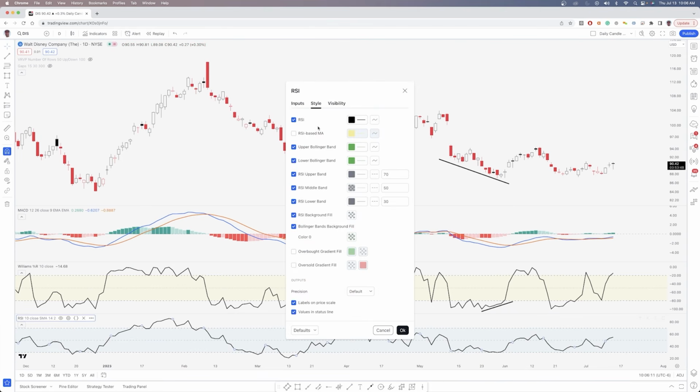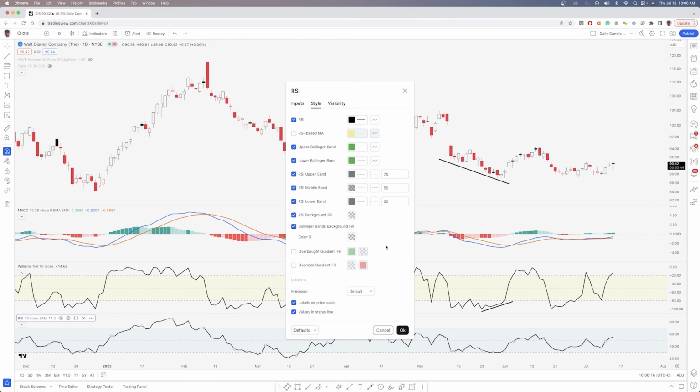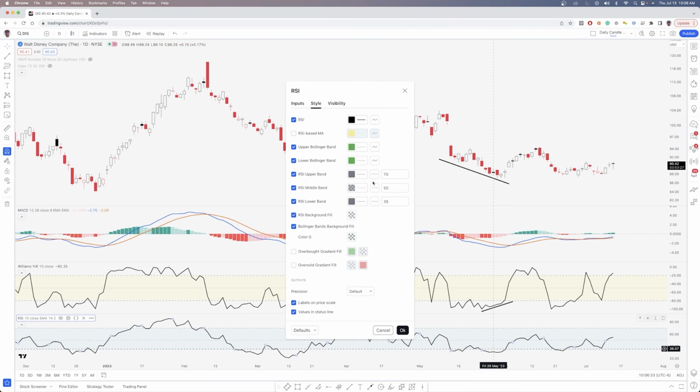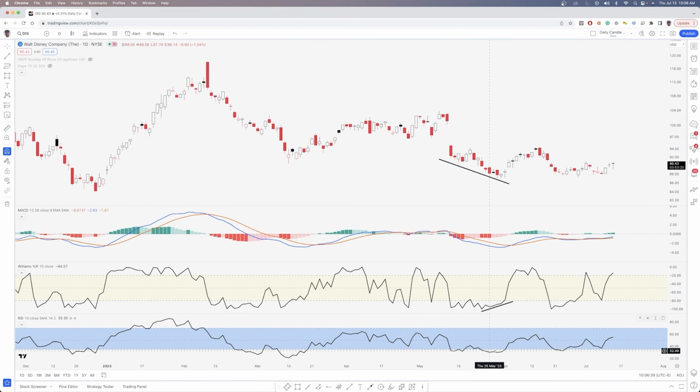Just double click on this and you can go to your inputs and you can, where is it? Oh, here. The RSI upper band, RSI lower band. So you could change this if you wanted to make, let's say, anything below 35 oversold. You'll see that that's how you can do that here. And if I change this color to a little darker, you'll be able to see that better. So pretty much anything under here is oversold.